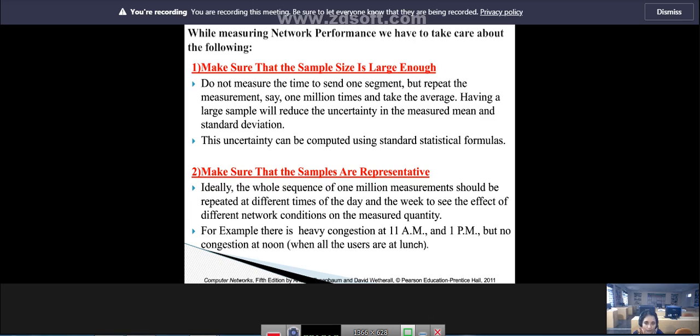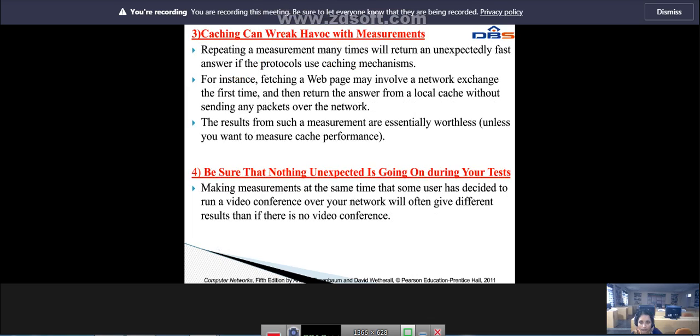The second one is make sure that the samples are representative. Ideally the whole sequence of 1 million measurements should be repeated at different times of day and week to see the effect of different network conditions on measured quality. For example, there is heavy congestion at 11 a.m. and 1 p.m. but no congestion at noon. Okay, so this is another rule we have to follow.